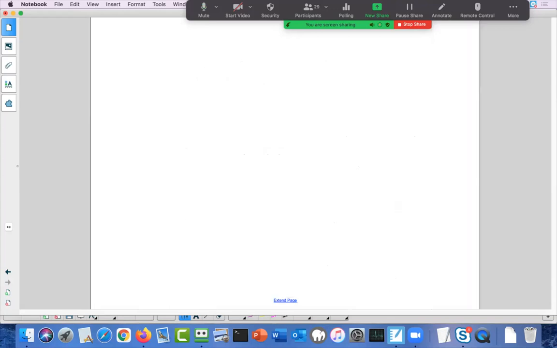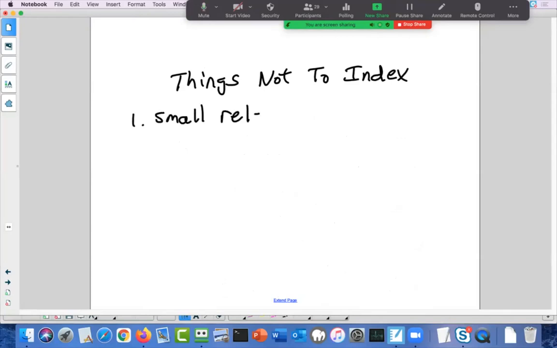Okay. Then there's also things we don't want to index. Small relations, which would typically be stored as a heap. Because in that case, if there's only 1 or 2 blocks, you just read the relation and do a linear search. Remember, all we care about is the number of block operations. We don't care if we do a linear search in memory through the tuples of a block.